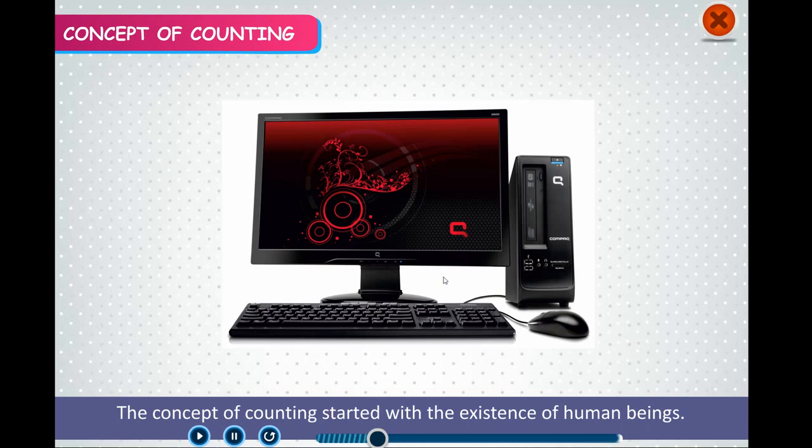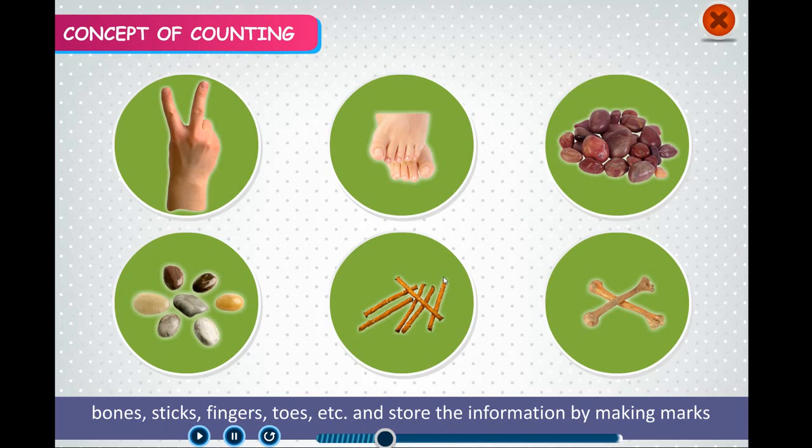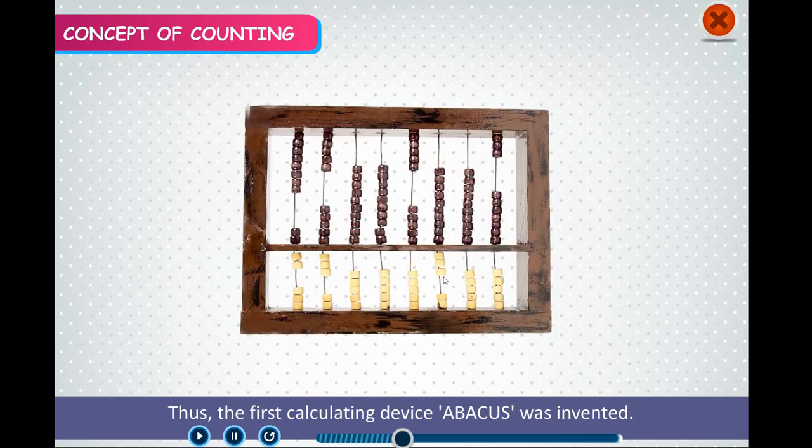The concept of counting started with the existence of human beings. In the ancient times, people used to count with the help of stones, pebbles, bones, sticks, fingers, toes, etc., and store the information by making marks on walls, pillars, rocks, etc. In the course of time, it became difficult to do bigger and complex calculations with such objects. So, people started thinking of some kind of device which could make their tasks easier. Thus, the first calculating device, Abacus, was invented.